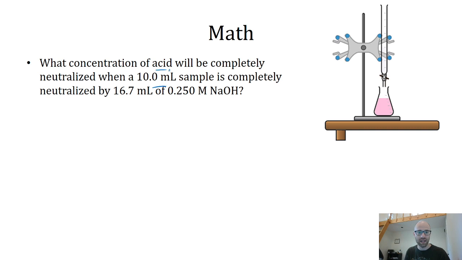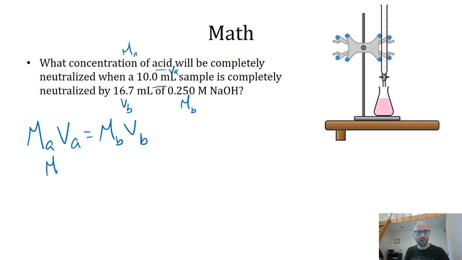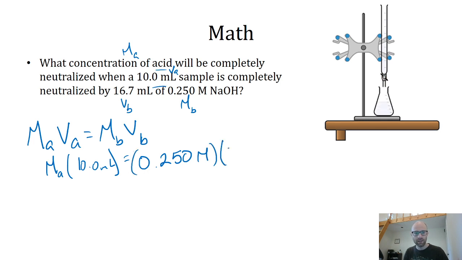Acid, so that's VA, that's VB, this is MB. So MA VA equals MB VB. We're solving for MA. I always forget to do that. 10.0 milliliters. Since you're choosing that volume, usually you're going to pick a nice round number because this is the sample, the analyte, something you're measuring. There's no reason not to pick a reasonable number like 10 or 15 or 5 or 20. It's the 16.7 coming from the burette. That's the one that's going to be kind of crazy.